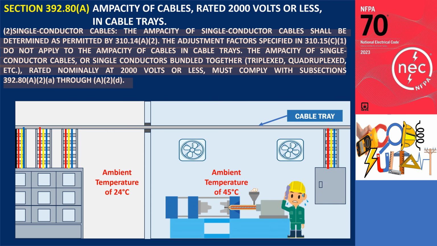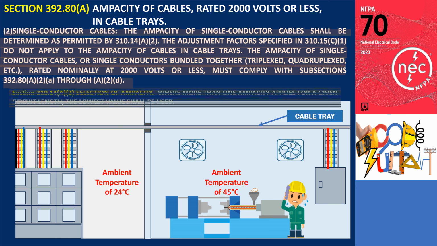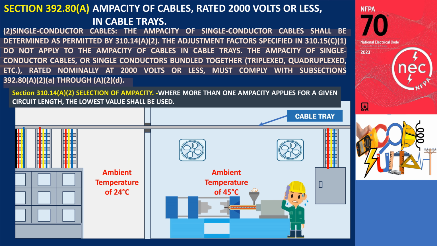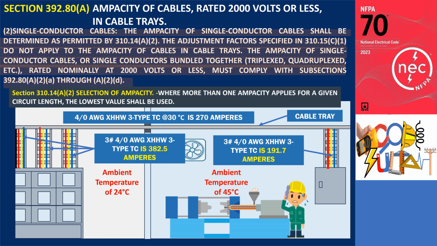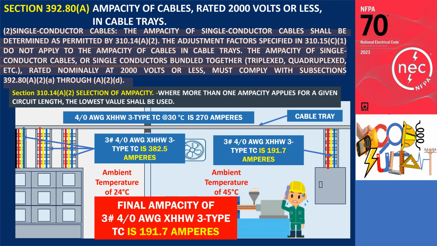The ampacity of single conductor cables must be determined according to the guidelines set forth in section 310.14(A)(2). This section requires that the lowest ampacity be chosen when cables are exposed to different temperature zones. For instance, a cable has an initial ampacity of 270 A at 30 degrees Celsius. In an electrical room at 24 degrees Celsius, the ampacity increases to 382.5 A, while in a production area at 45 degrees Celsius, it decreases to 191.7 A. Following section 310.14(A)(2), the lowest ampacity, 191.7 A, must be applied for the entire circuit to ensure safe operation. Therefore, when evaluating the ampacity of single conductor cables in cable trays that are exposed to varying temperature conditions, the guidelines in section 310.14(A)(2) are essential.